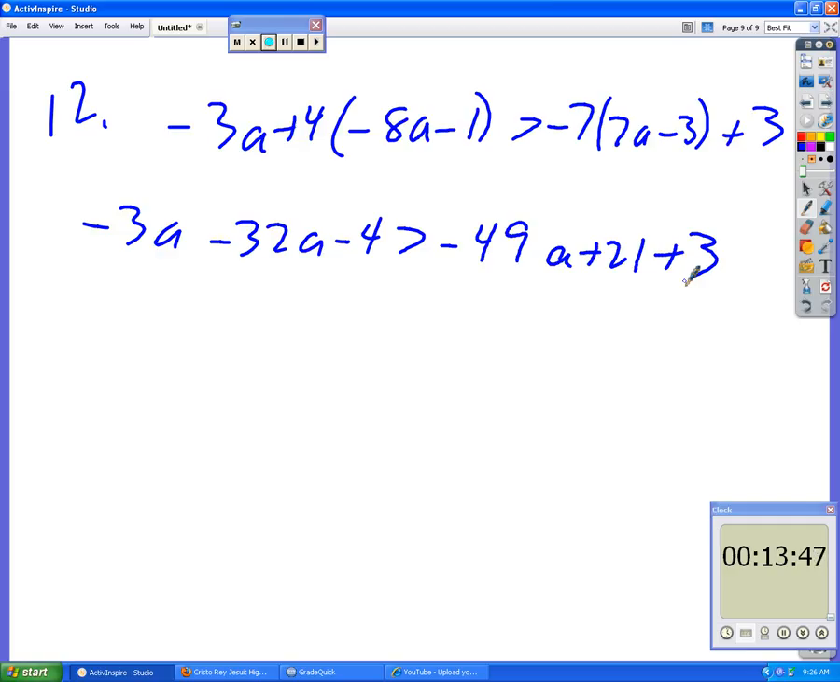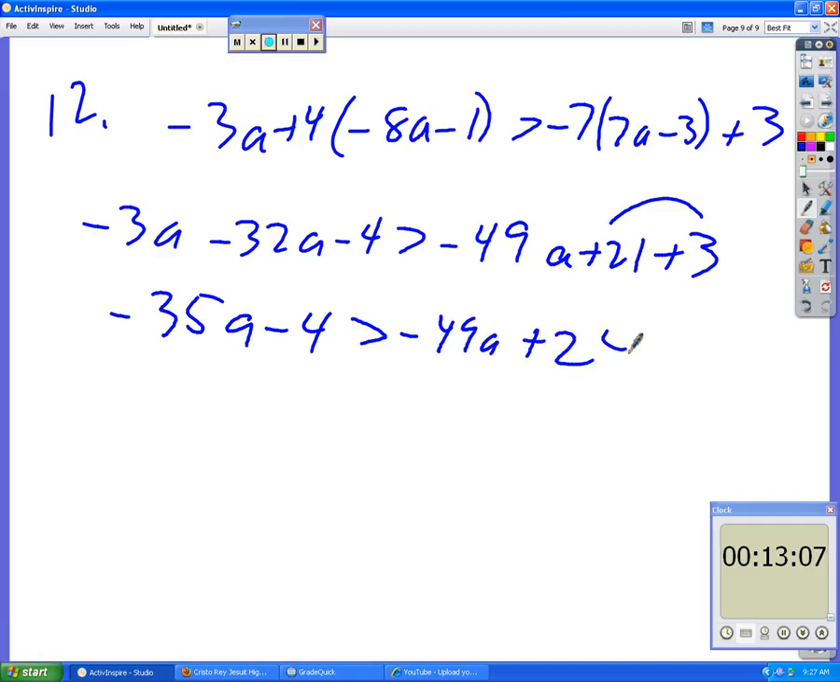Now, what's next? Always, whenever you get rid of parentheses, look for like terms that you can put together. Like terms never cross the equal sign or the inequality sign. They're always on one side or the other. On this side, what can I put together? Negative 32a and negative 3a. What's a negative 3 and a negative 32? Negative 35a minus 4. Can't combine the 4 with the 8. On the other side, what can I combine? The 21 and 3. So I have a negative 49a plus 24.